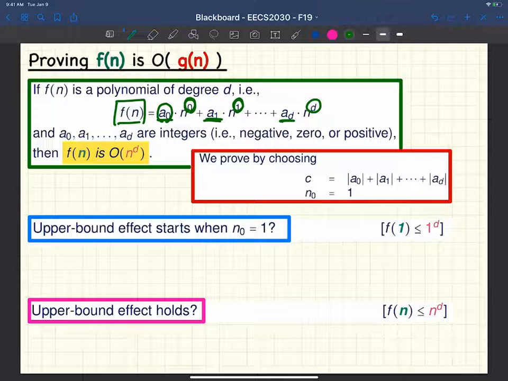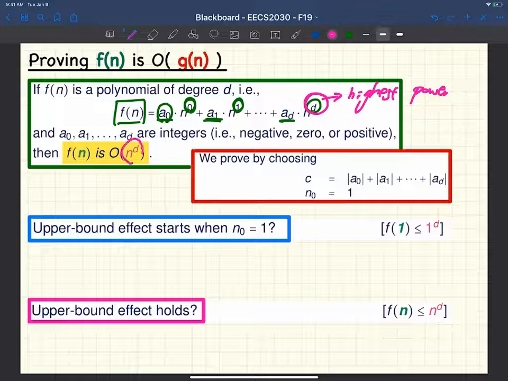So here's a strategy. First of all, how do we decide the tightest asymptotic upper bound? You simply choose the highest power. So now you'll just be big O of n to the power of d. Of course, at the same time, it will also be big O of n to the power of d plus 1, but that's not tightest, so it's not very useful. Let me just get rid of it. That's the strategy for deciding the asymptotic upper bound: just choose the highest power.